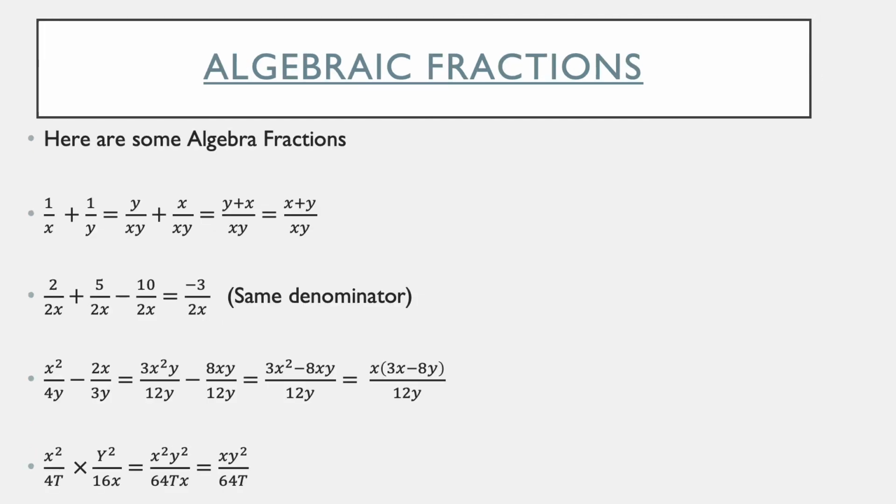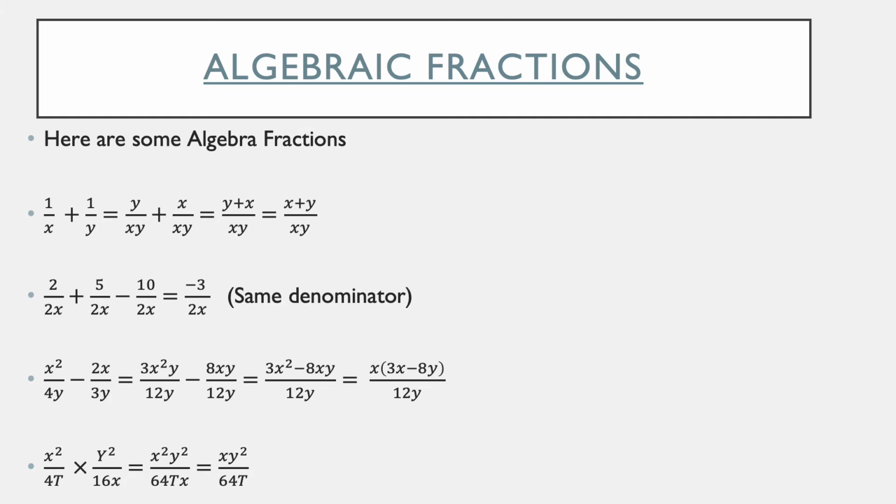Right, guys, next part, algebraic fractions. So here, adding fractions: 1/x plus 1/y. Again, adding fractions, I've got to find the lowest common multiple. The lowest common multiple for the first one is going to be xy, x times y. So over xy, I got y times 1, which is y, and x times 1, which is x, so y plus x over xy, or x plus y over xy.